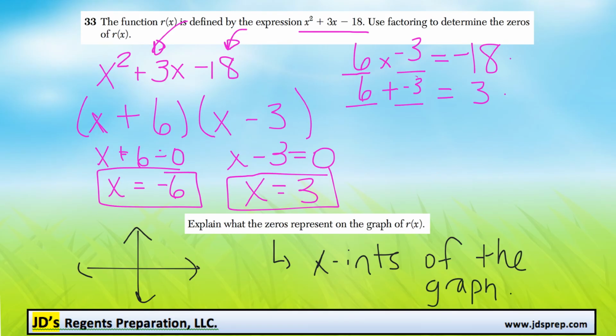So I mean, you could even show that visually. So negative 6 would be over here, 3 would be over here. So if we were to graph the parabola, it might kind of look something like that. And that's all you really need for an explanation. It's pretty straightforward. The zeros represent the x-intercepts.